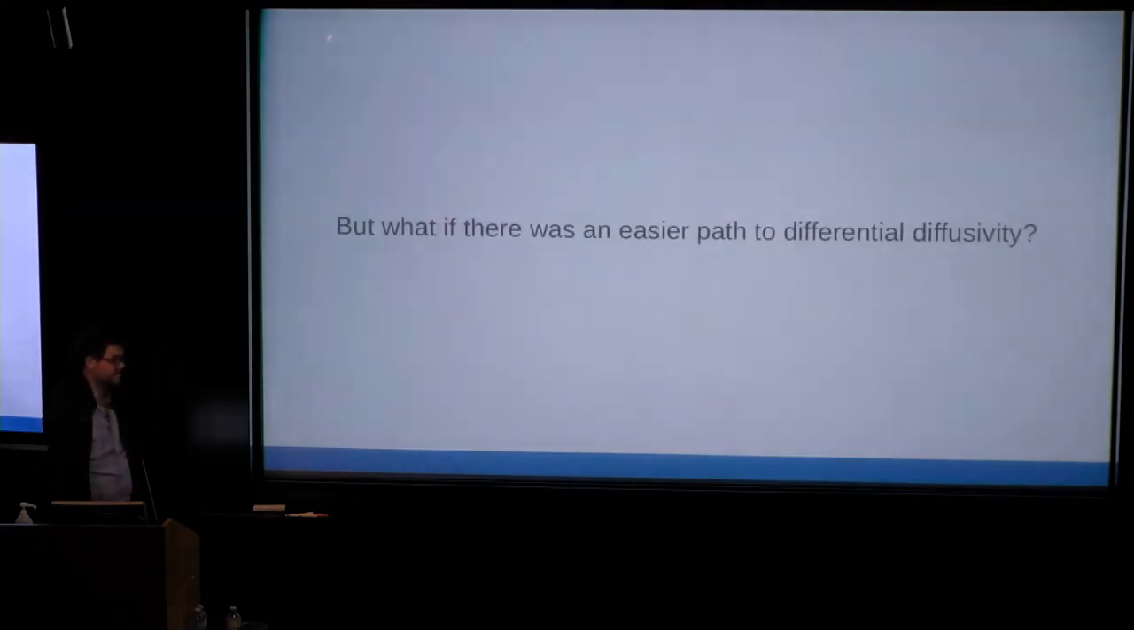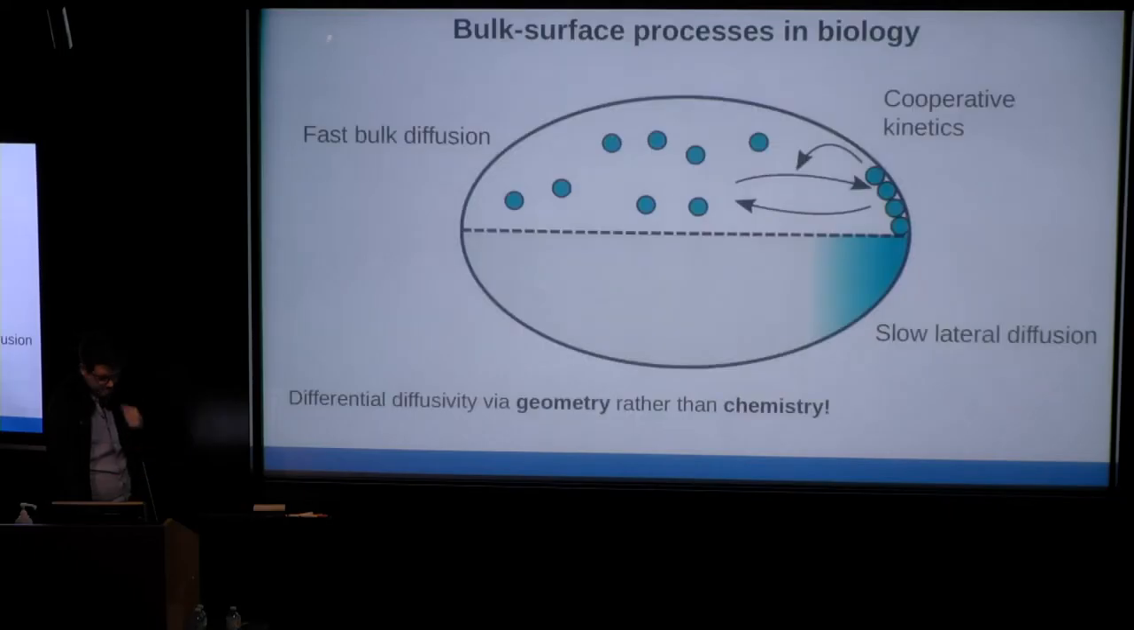But this is only true in the way they imagined it. So let's imagine there's an easier way to get morphogens moving around at different speeds. And this is where our research comes in. We're thinking about bulk-surface processes. This is more of an intracellular pattern forming process, but a lot of the same principles hold.